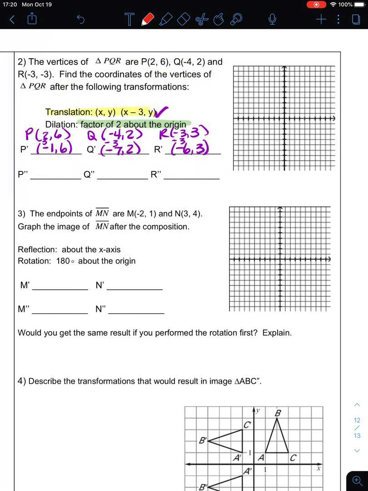So after I've translated, now I want to dilate. I'm going to take those points and change from here to here, and I'm going to dilate by a factor of 2. Remember that your x and y become scaled versions: the scale factor times x and the scale factor times y. So my scale factor was 2, so it will be negative 1 times 2, which is negative 2, and 6 times 2, which is 12. Negative 7 times 2 is negative 14, and 2 times 2 is 4. Negative 6 times 2 is negative 12, and 3 times 2 is 6.